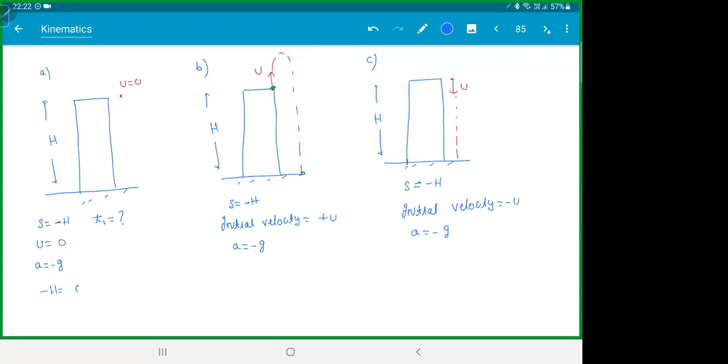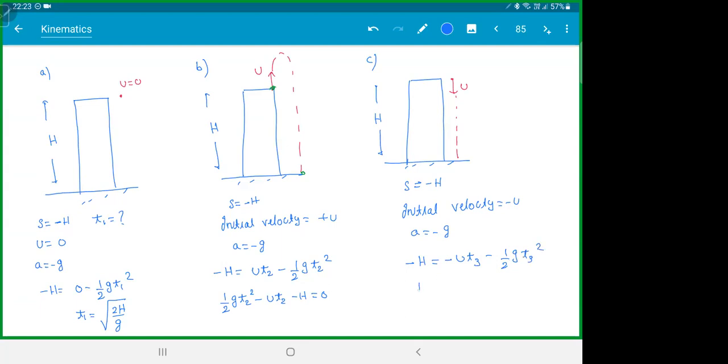Minus h is equal to 0 minus half g t1 square. So t1 is root 2h by g. This is again a decent result to remember. You can use this whenever you're dropping from a building. And for this one, you get minus h is equal to u t2 minus half g t2 square. You get a quadratic here: half g t2 square minus u t2 minus h is equal to 0. And this equation would be minus h is equal to minus u t3 minus half g t3 square. So this would be half g t3 square plus u t3 minus h is equal to 0.